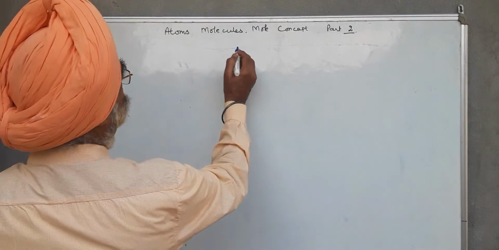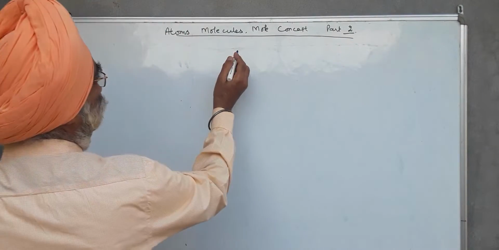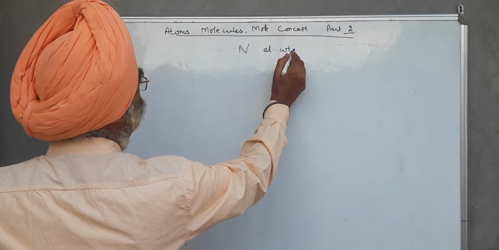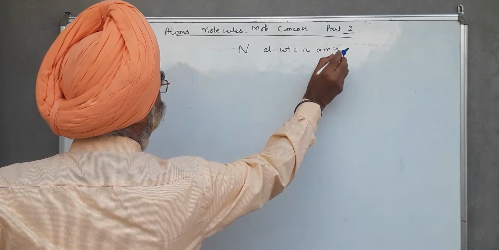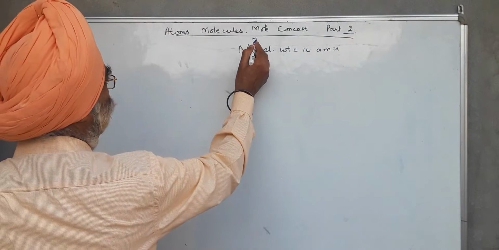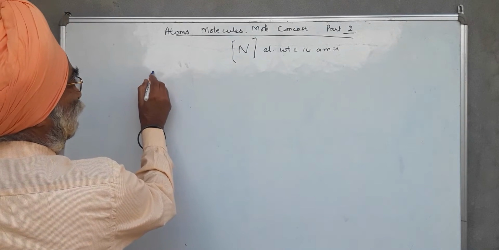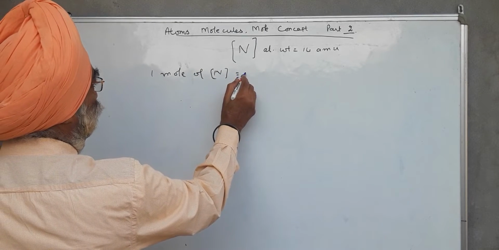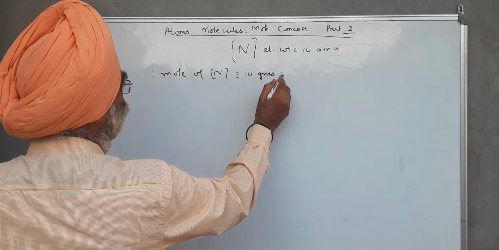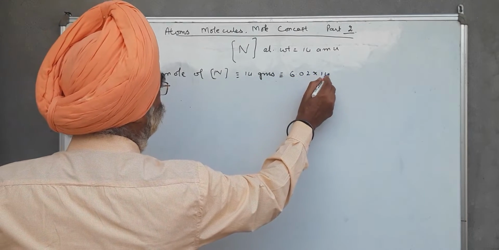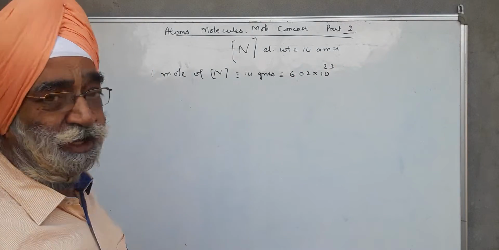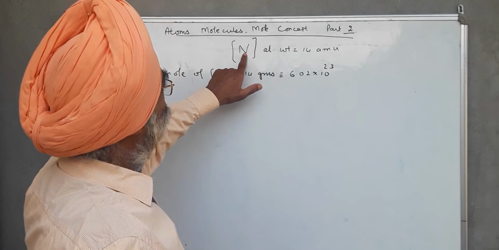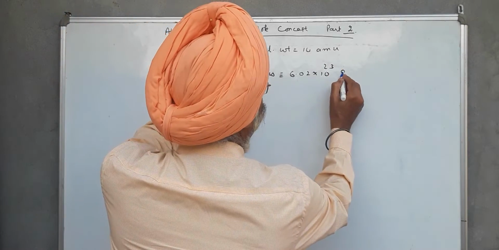This is nitrogen. Its atomic weight is 14 AMU. We shall write 1 mole of N equivalent to 14 grams equivalent to 6.02 10 raised to the power 23 what? Atoms or molecules? Atoms, because this is in the atomic state.